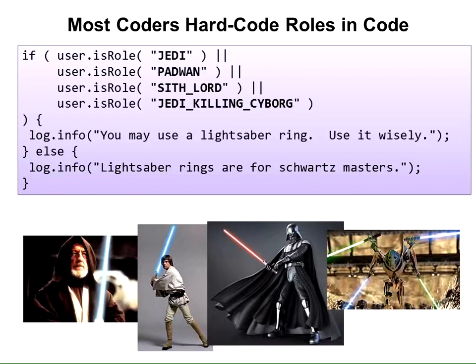So if the user is a Jedi, or if the user is a Padawan, or if the user is a Sith Lord, or if the user is a Jedi-killing cyborg, that's General Grievous, by the way, and then we wield a lightsaber. And every time our policy changes, we have to write new code and push new code. 5,000 places. Hope you didn't break anything. This mechanism of access control is dead.